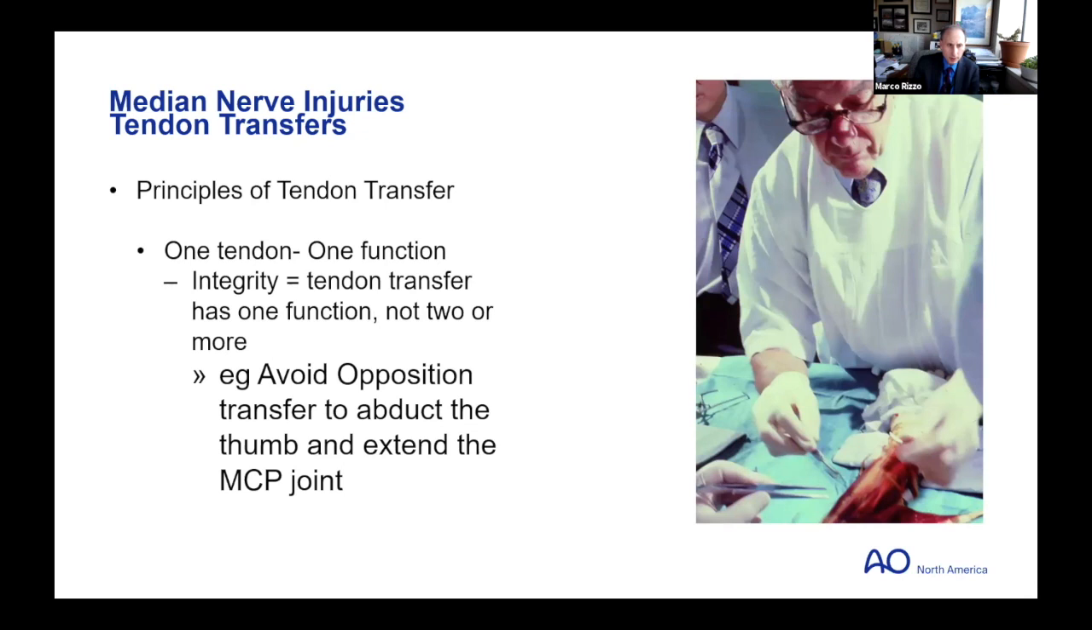Remember a couple things as well. Dr. Brand's one tendon, one function rule is important. Try to avoid getting overly ambitious and trying to do 2 functions with 1 tendon transfer. For example, don't try to achieve opposition as well as thumb extension with a single transfer.